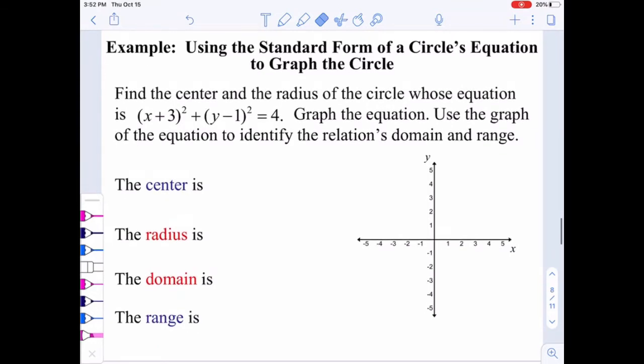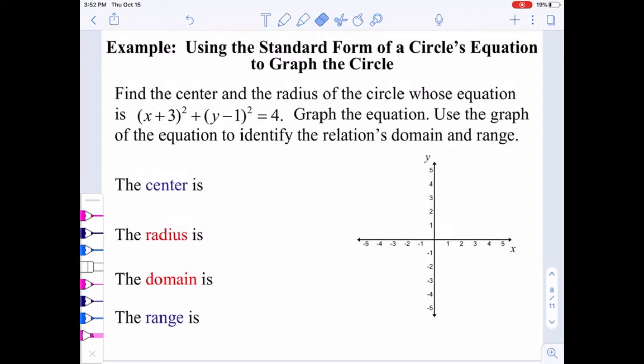All right, an example, looking at the standard form of a circle's equation to graph the circle. It says to find the center and the radius of the circle whose equation is x plus 3 squared plus y minus 1 squared is equal to 4. It says to graph the equation and use the graph to identify the relation's domain and range. Now again, they say relation. This is not a function because if you think about a circle, that is not going to pass the vertical line test. So it is not a function, it's a relation.